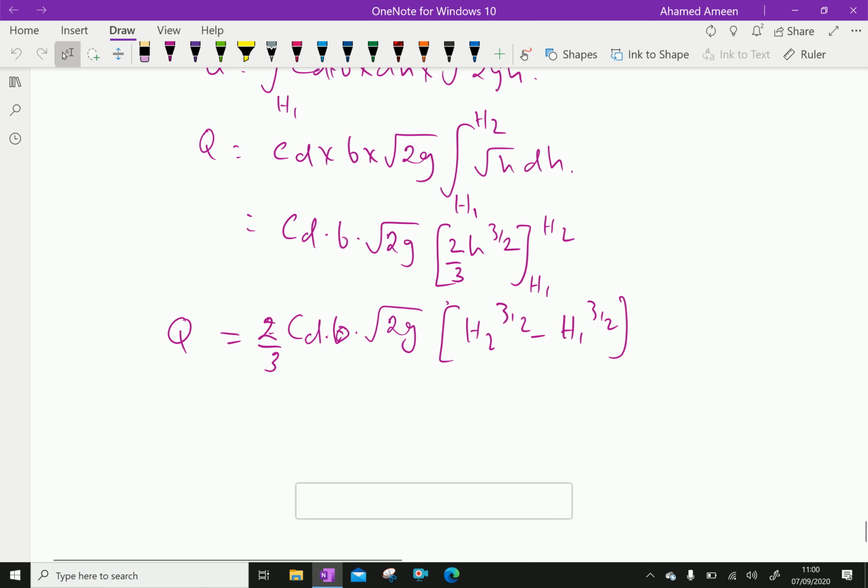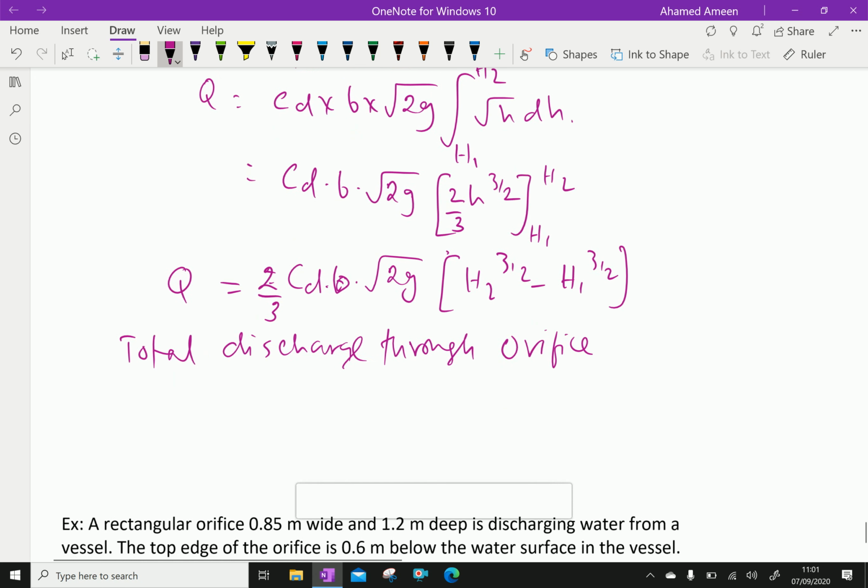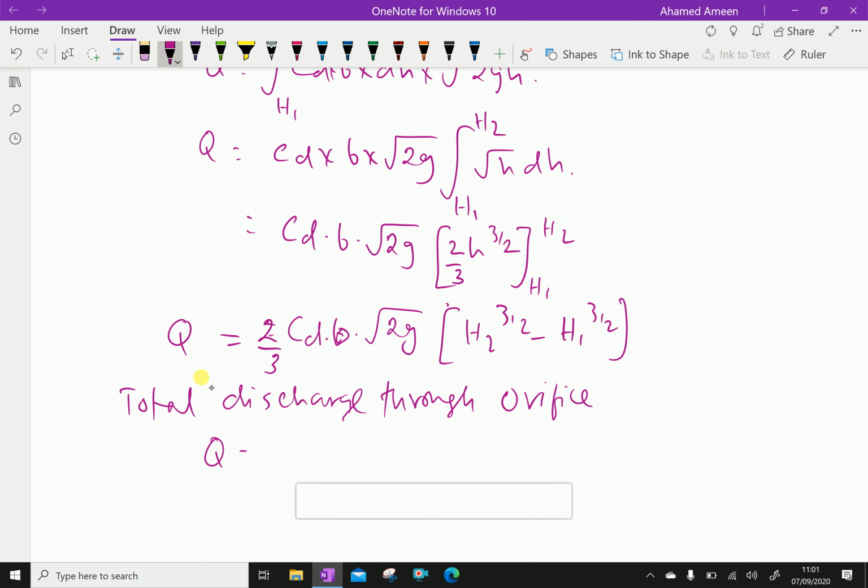Therefore, the total discharge through the orifice is given as Q equals 2/3 CD b square root of 2g into (h2 to the power 3/2 minus h1 to the power 3/2).